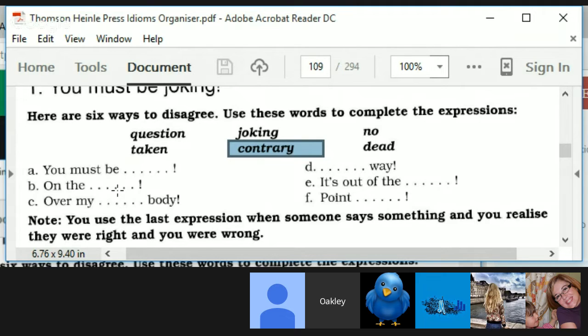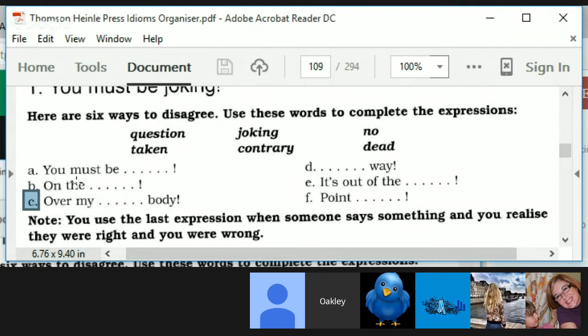It is also frequently used as a signal phrase to introduce your argument. On the contrary, I never said that, or something, whatever, as part of the argument. So it's used both of those ways very commonly.